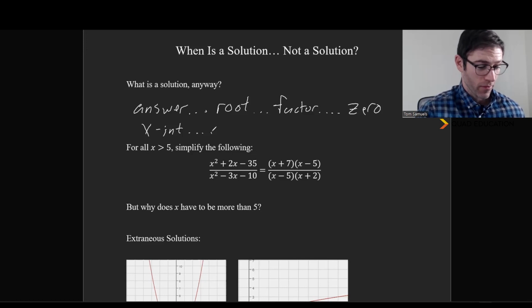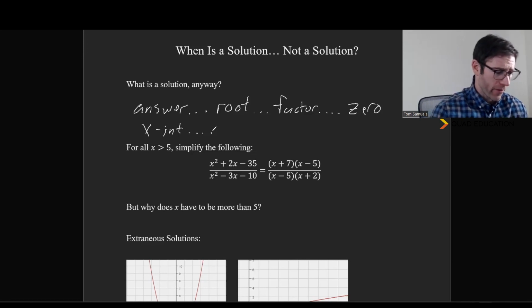It's always a fun exercise for me to ask this question and then just keep saying, well, what else? What else? Because there are a lot of synonyms for what a solution is on these tests. Any of these words means exactly the same thing. It just means the answer to the problem. So when do we not have solutions?